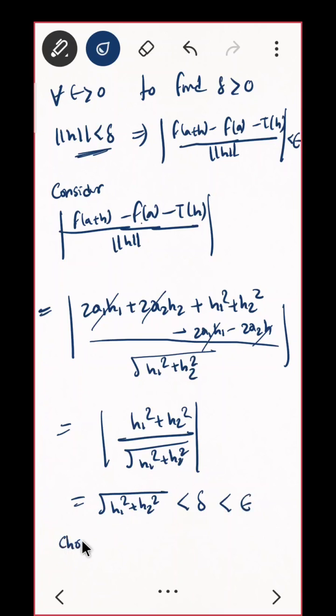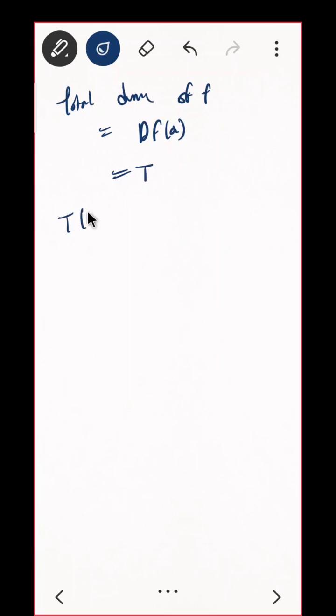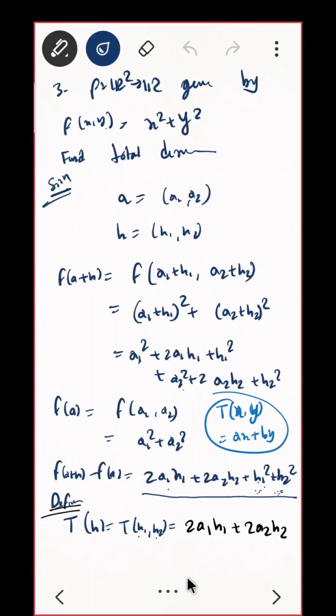What should I choose? Choose delta equal to epsilon. It will work, because there is nothing else here. So if you choose delta equal to epsilon, we are done. So what is the total derivative? The total derivative of f, given by df of e, is equal to t. And t of h is given by 2e1h1 plus 2e2h2. Let's quickly check. Yes, 2e1h1 plus 2e2h2.